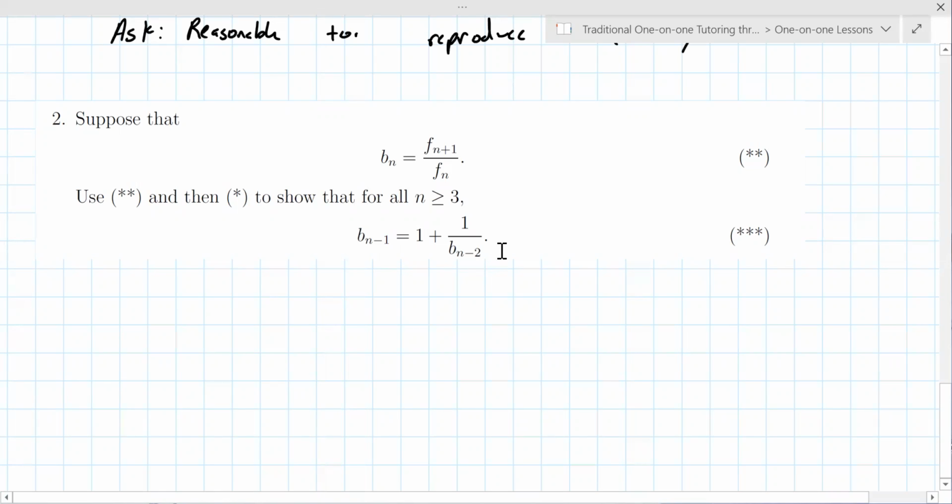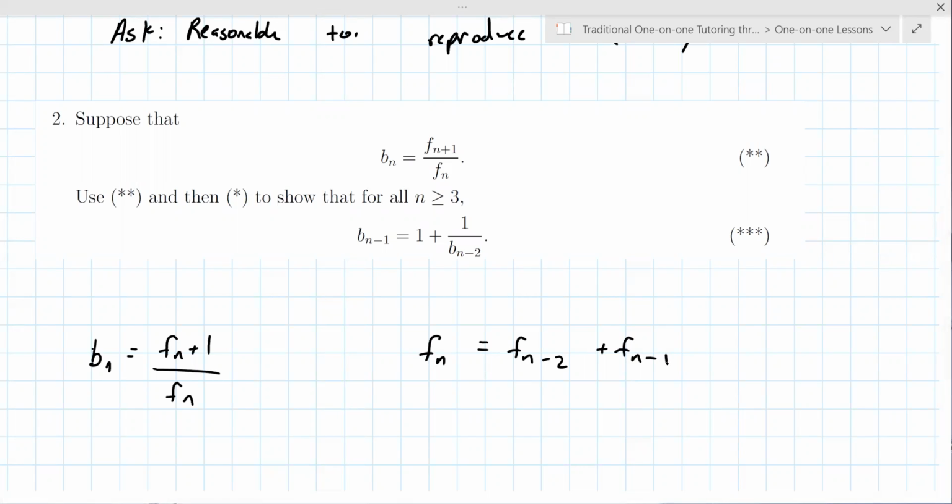So how to do this? It says to use asterisk, double asterisk, then asterisk. Okay. So let's start with double asterisk. Bn equals Fn plus 1 over Fn. And from a previous line, we know that Fn equals Fn minus 2 plus Fn minus 1. Is that okay? Yep. Although they're using kind of this odd notation.